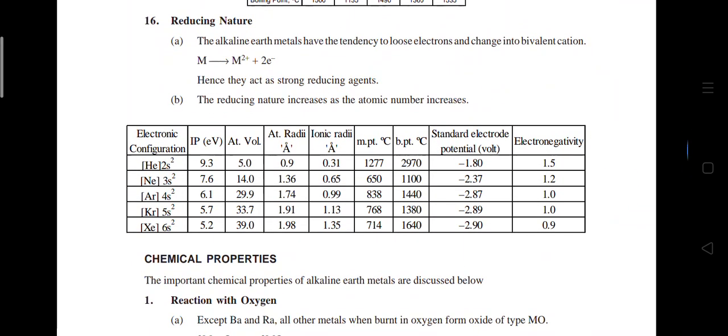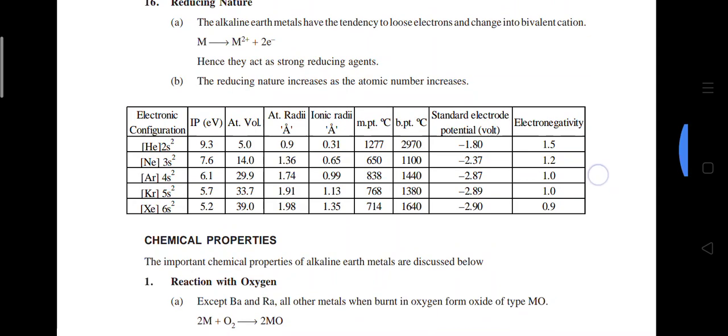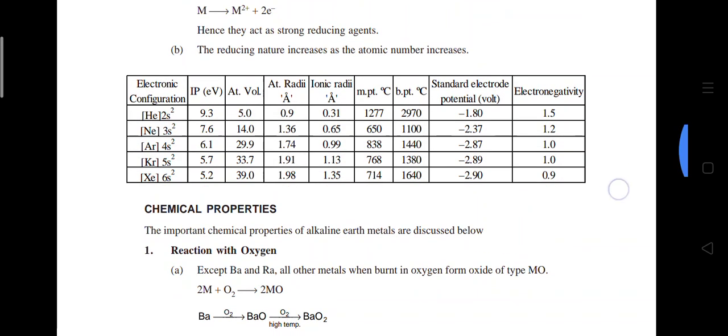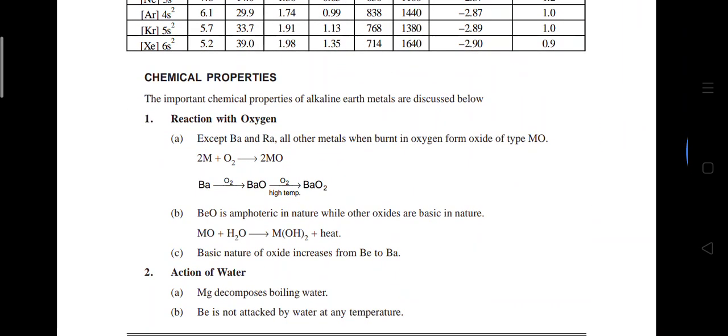Next is reducing nature. The alkaline earth metals have the tendency to lose electrons and change into bivalent cations. Hence, they act as strong reducing agents. The reducing nature increases as the atomic number increases. Next is chemical properties. First, reaction with oxygen.